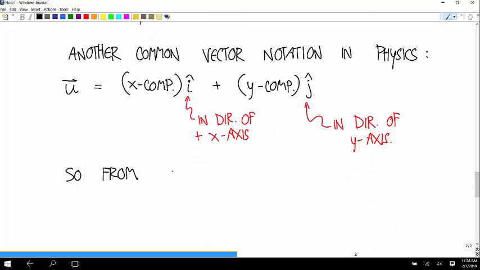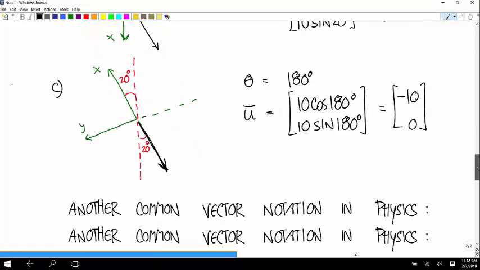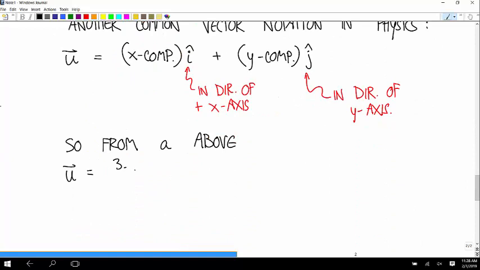So from, let's say, part A above, we wrote our u as, what do we get for A? 3.42, negative 9.40. And that means the same thing as 3.42i minus 9.40j.